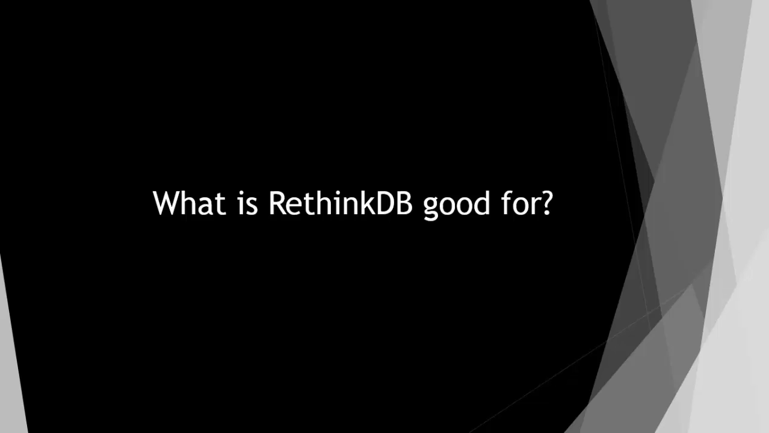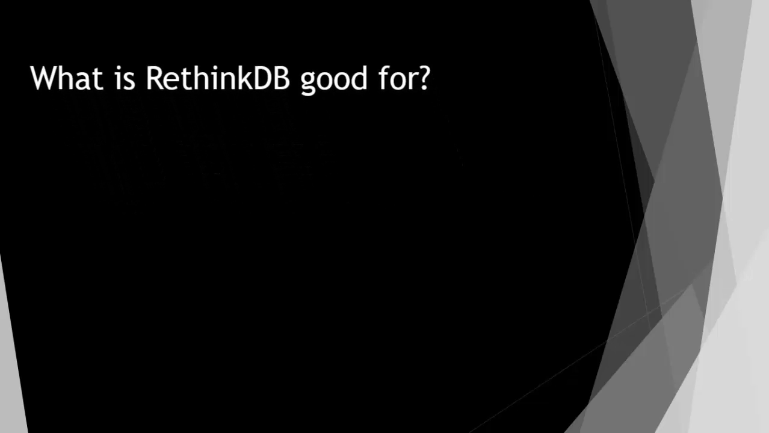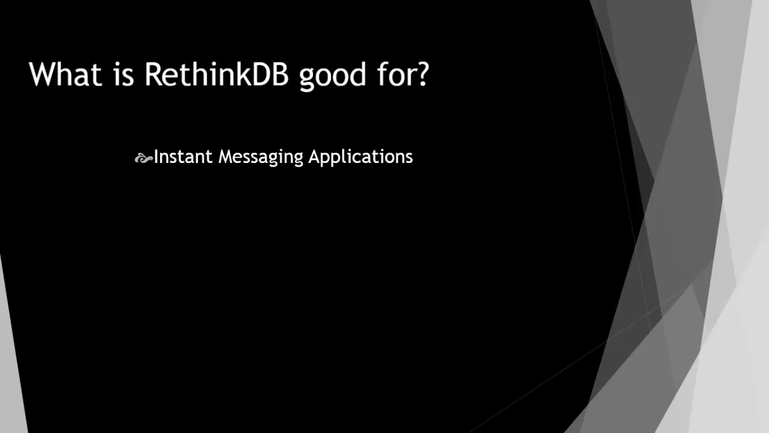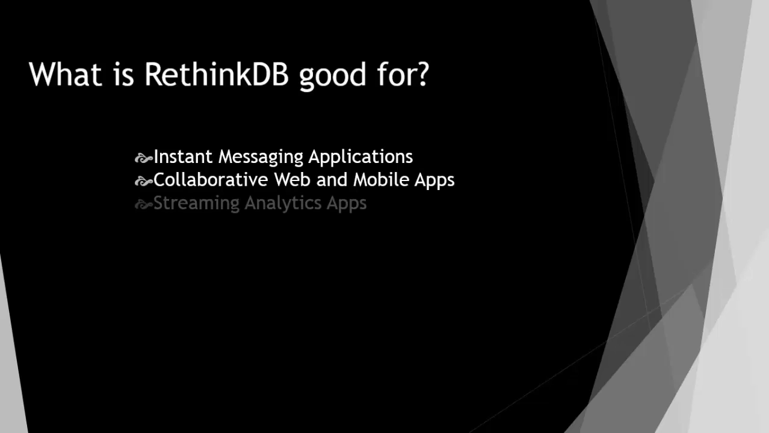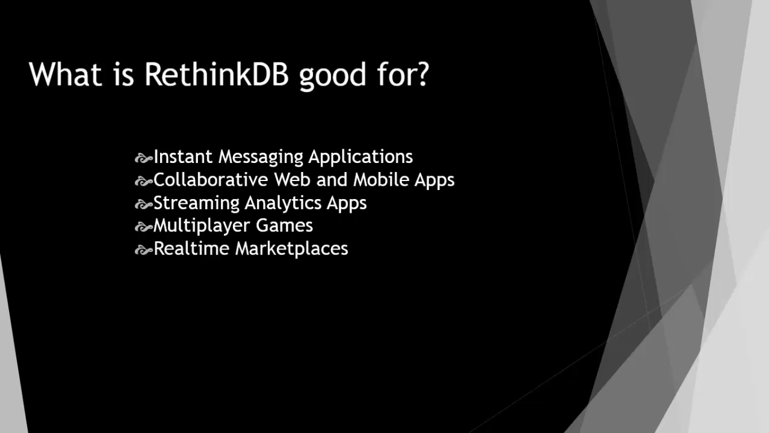As I mentioned before, RethinkDB was specifically designed to work well for applications that require real-time updating. Some specific examples include instant messaging applications, such as Slack, collaborative web and mobile apps, streaming analytics apps, multiplayer games, real-time marketplaces, and connected devices. Each of these examples need to have data continuously updated at all times. While this can be accomplished with databases such as traditional SQL databases, it can be very cumbersome and problematic.